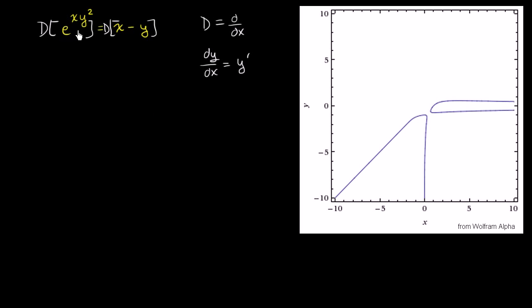So let's take the derivative of this thing right over here. Well, we're going to apply the chain rule. Actually, we're going to apply the chain rule multiple times here. The derivative of e to the something with respect to that something is going to be e to the something times the derivative of that something with respect to x. So times the derivative of x y squared. So that's our left-hand side. We aren't done taking the derivative yet. And on our right-hand side, the derivative of x is just 1.